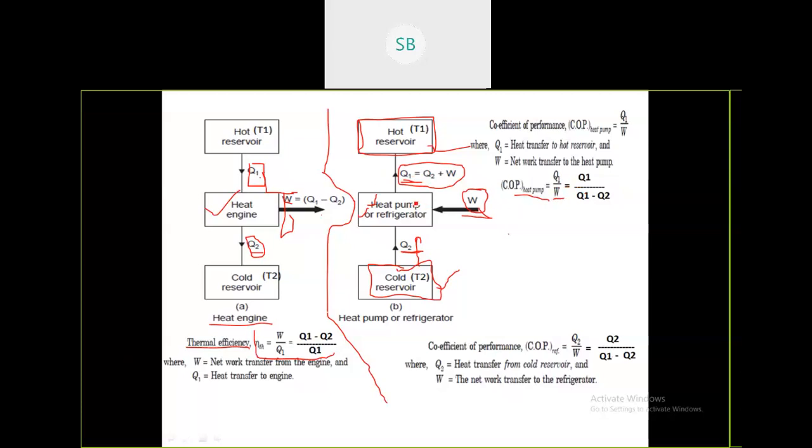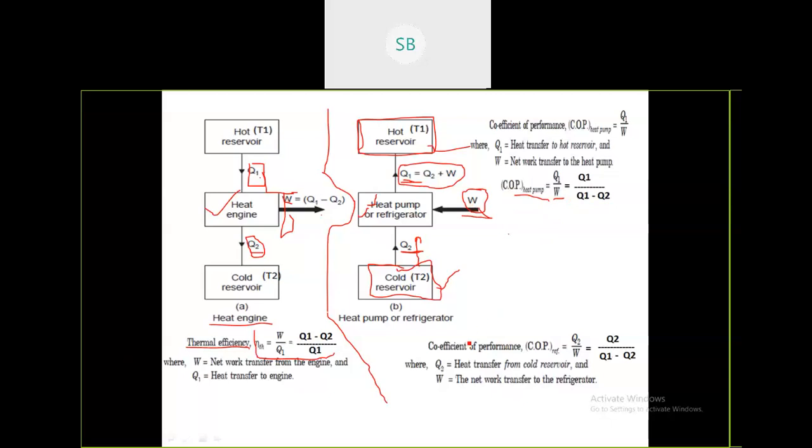As we know, by adding this, the heat taken from the low reservoir and the work are both added. This work is also converted into heat, and this total heat is given to the hot reservoir. So by the calculations, you can say W is equal to Q1 minus Q2, because Q1 is equal to Q2 plus W. We have to find W in the form of heats, or Q. So Q2 goes here, and we get Q1 minus Q2 is equal to W. So this is the formula for COP of a heat pump.